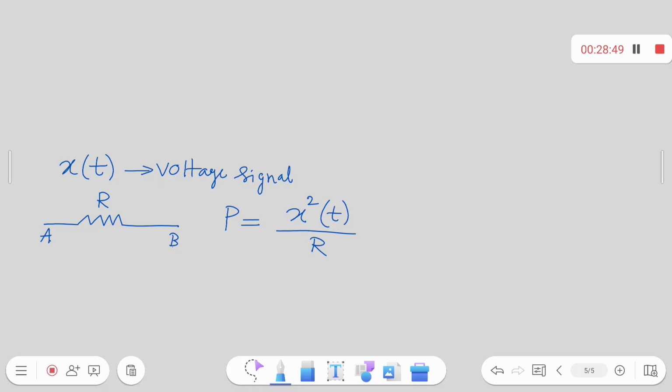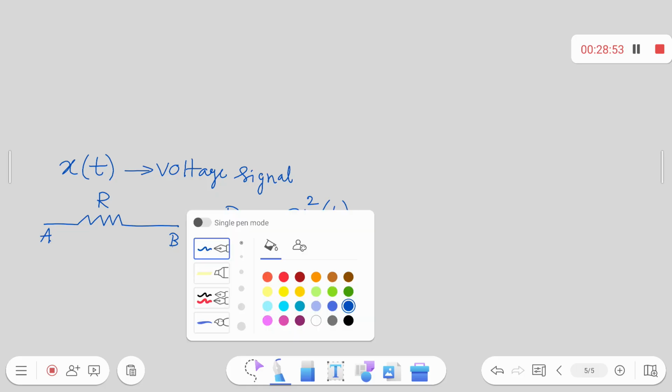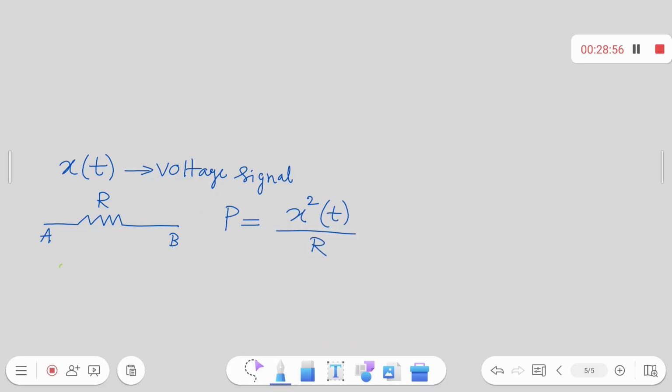On the other hand, suppose x of t is a current signal which is flowing through the same resistor. If it's a current signal, then the power is basically I square r, right? So then I can write x squared t into r. So in one case you have x squared t by r, in the other case you have x squared t into r. Now suppose the value of r is equal to 1 unit.